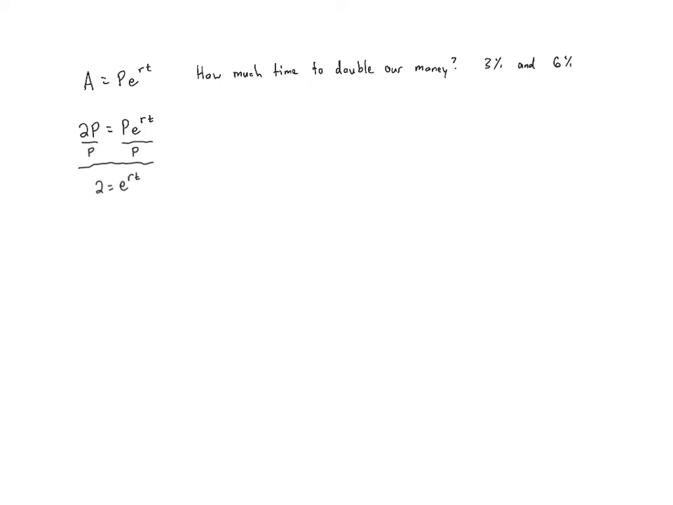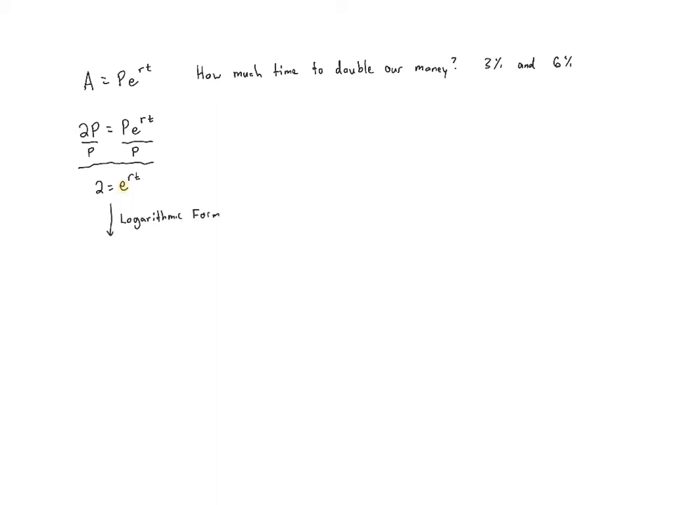So now we want to figure out how much time it's going to take to double our money. So we want to solve for t. Now, right now, t is an exponent, and we've never had an equation where we tried to solve for a variable inside the exponent. But what we can do is rewrite this in logarithmic form, and that's going to end up making things easier to do.